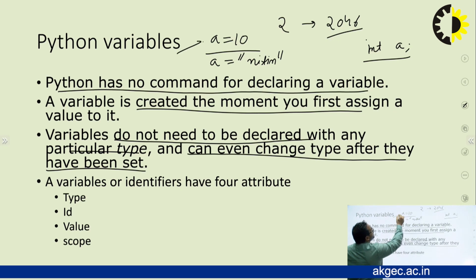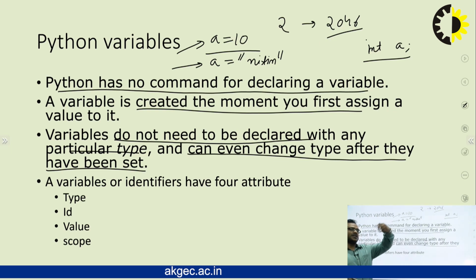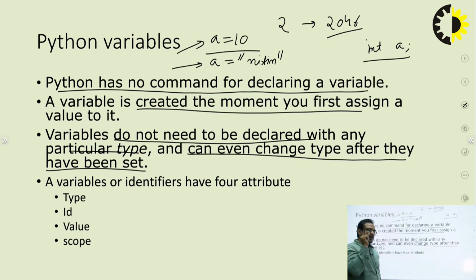This is the example: when a is equal to 10, the type is integer. In the next line, whenever I write here a is equal to Nitin, the type of a is string. So you can see in the previous step, the type of a is integer. In the next step, a is a string. So the type is changing as per the values. So you can even change the type after they have been set. Once the variable has a value and the type is set, you can change it. So there is no command here.